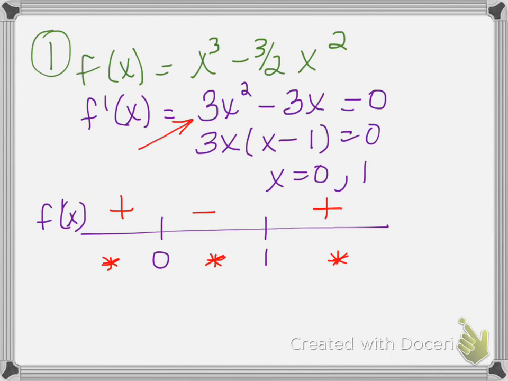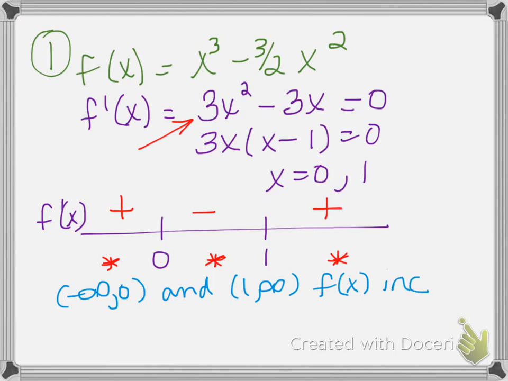So what this tells me is that from negative infinity to 0 and from 1 to infinity, f of x is increasing because this is showing me places where the derivative is positive. It also shows me that between 0 and 1, f of x is decreasing.